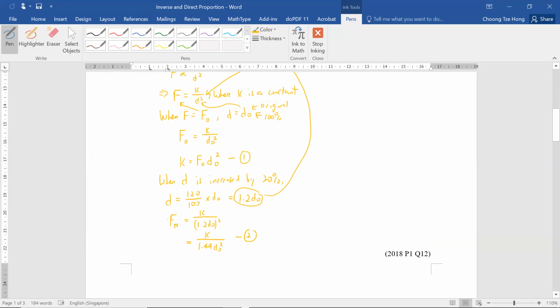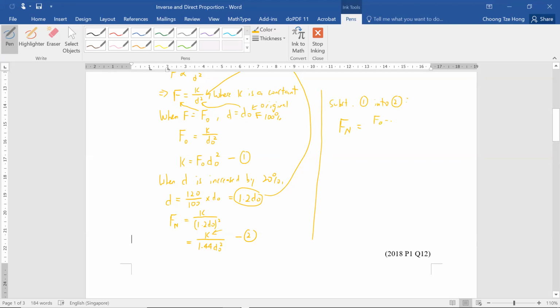So how am I going to find the new F value? Basically, I'm going to take equation 1 and substitute inside equation 2, because equation 1 is K equals F naught D naught squared. So I can replace the K here with F naught D naught squared. Let's do it. Substitute 1 into 2.